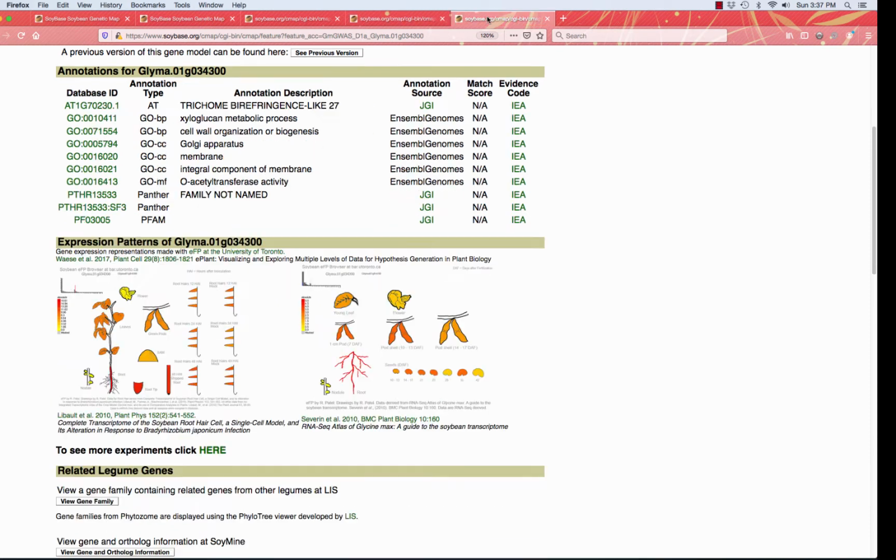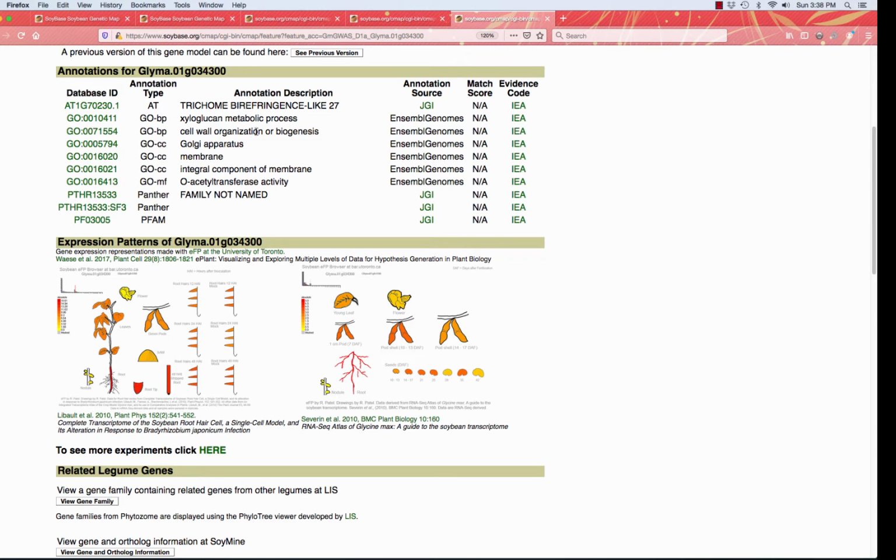So if we look at the third gene and we look up here at the annotations, the first thing our eye is drawn to is this Arabidopsis trichome birefringence-like 27 gene, and it's involved in trichome birefringence, which makes you think that, well, maybe it's got something to do with color. It also may be involved in xyloglucan metabolism.